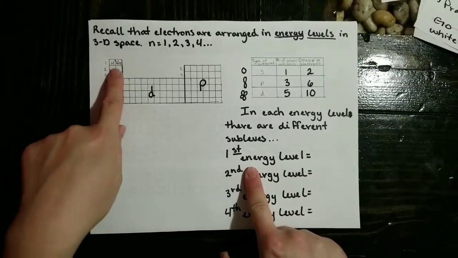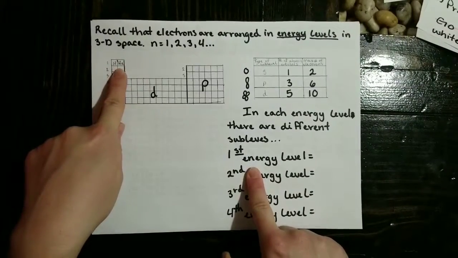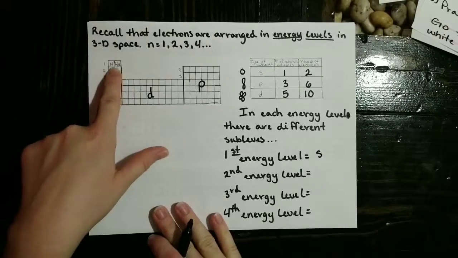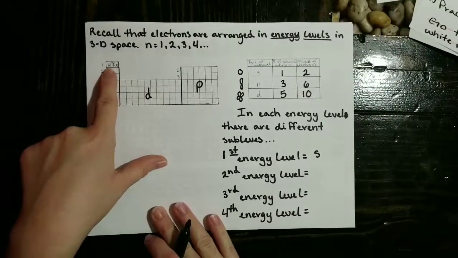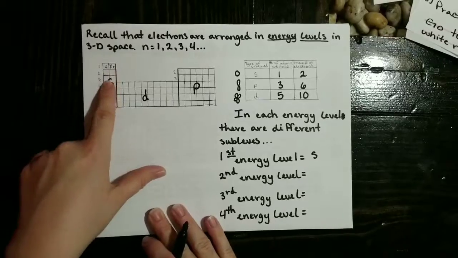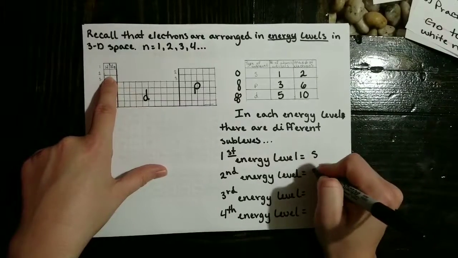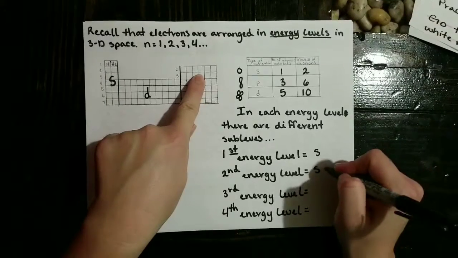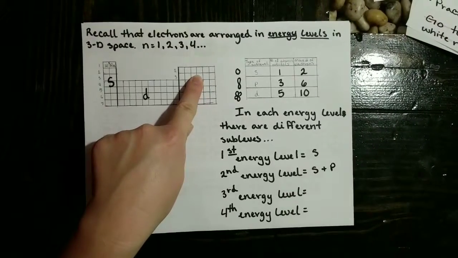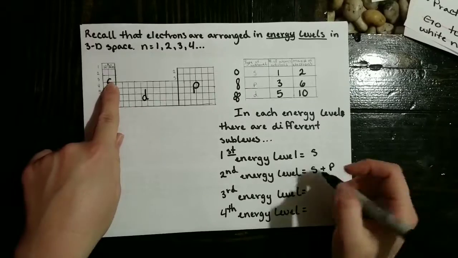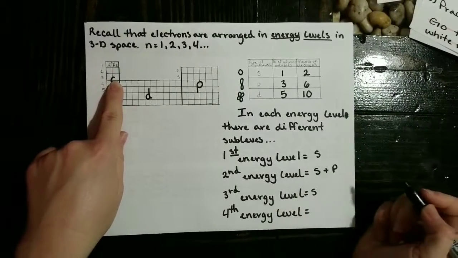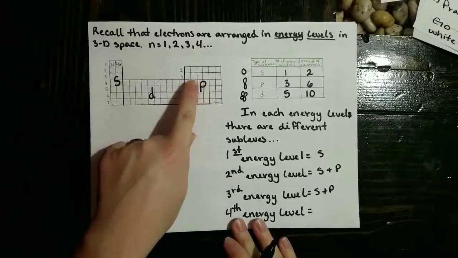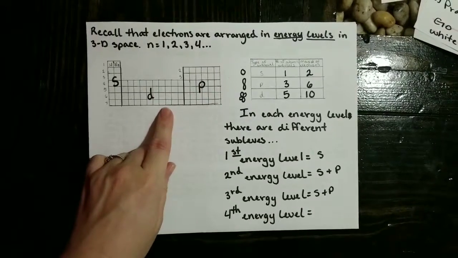If you look at your first energy level, you should hopefully notice that there is only an s orbital in the first energy level. You have 1s1 and 1s2. For the second energy level, you have an s sublevel and you have a p sublevel. For the third energy level, you have an s sublevel, you have a p sublevel, and you also have a d sublevel.